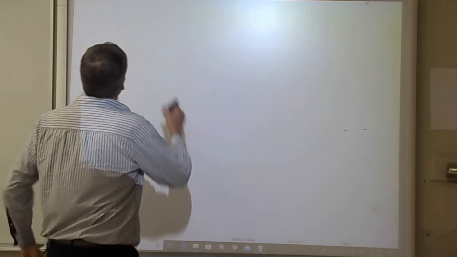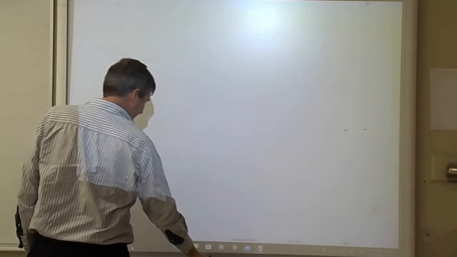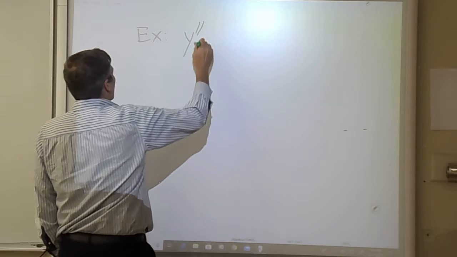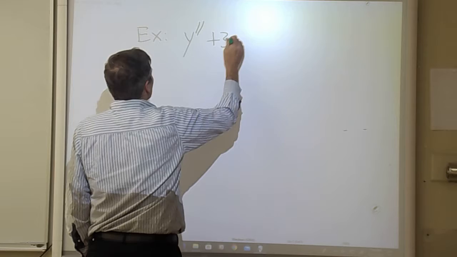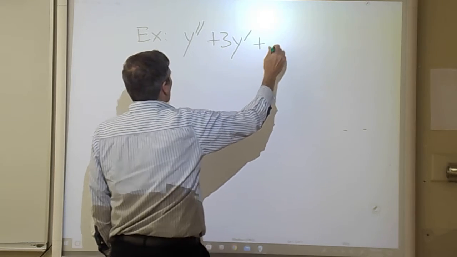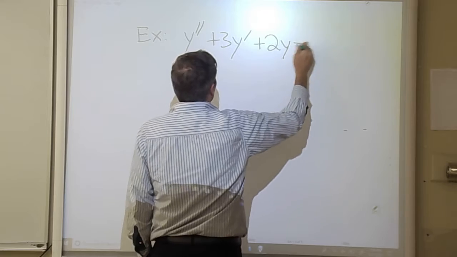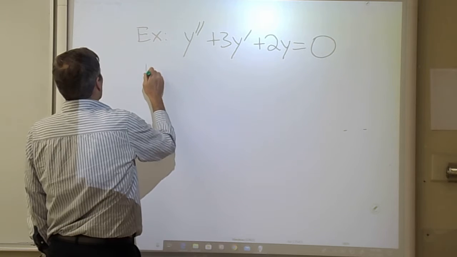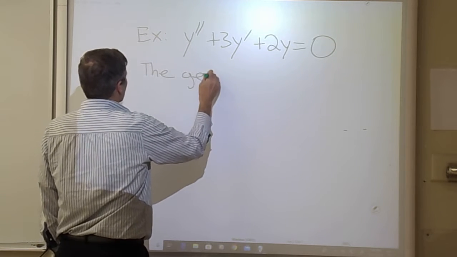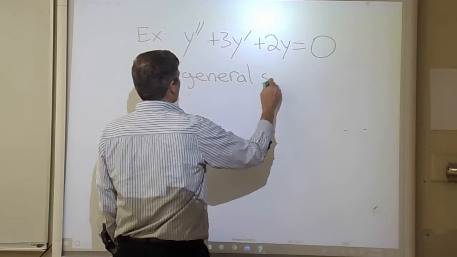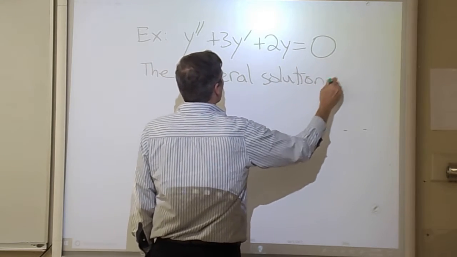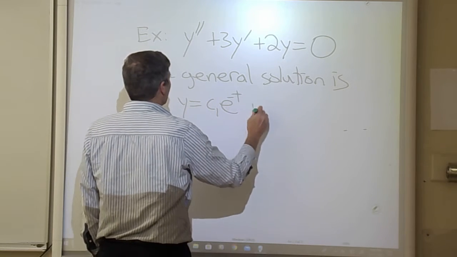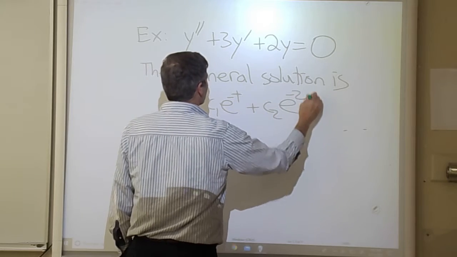Let's consider a harder initial value problem. Suppose somebody gives you this problem: y double prime plus 3y prime plus 2y equals 0. You could actually solve higher order differential equations and find out that the general solution, the form of all solutions, is y equals c1 e to the minus t plus c2 e to the minus 2t. You're not expected to derive it in this class.